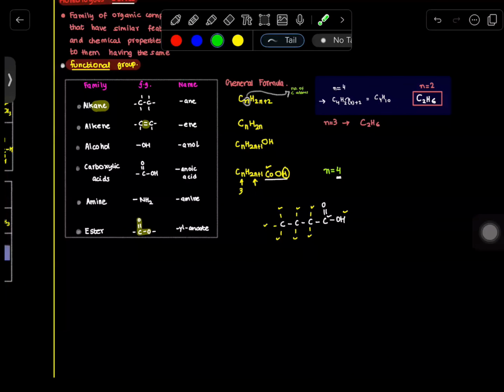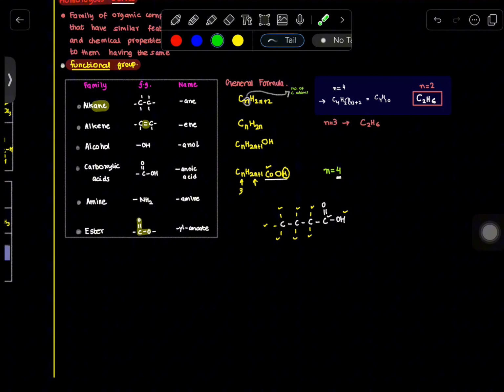So now we've learned that the general formula can be used to work out the formula of a compound from different homologous series if we know the number of carbon atoms present, okay? And if you memorize these general formulas and you're given the name of the compound, let's say they say that you have a compound named methanoic acid or propanoic acid.